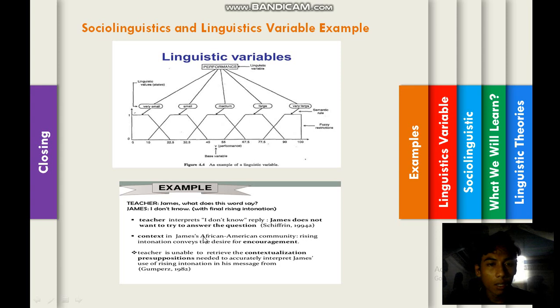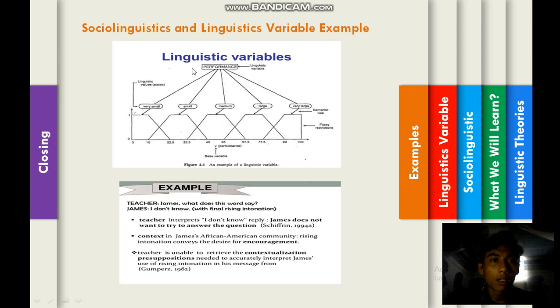Context in African American communication: raising intonation conveys the desire for encouragement. The teacher is unable to reply, as the contextualization presupposition needed to interpret James' use of rising intonation is in his message form. So this is the example of linguistic and sociolinguistic variables.